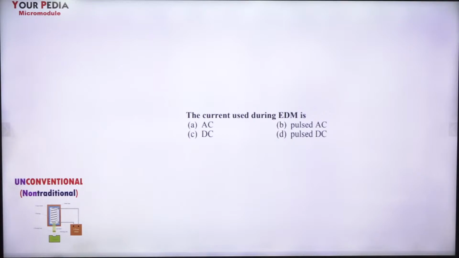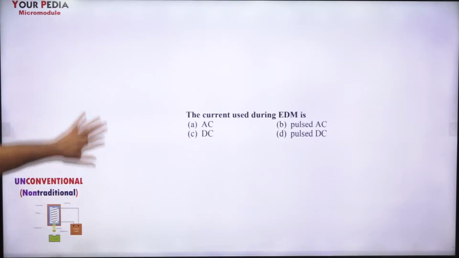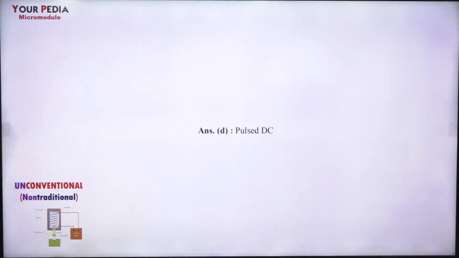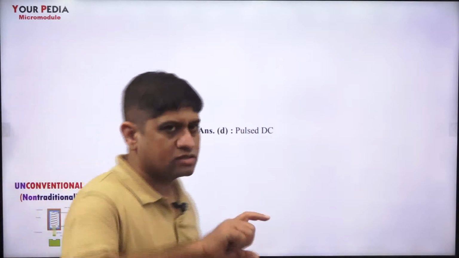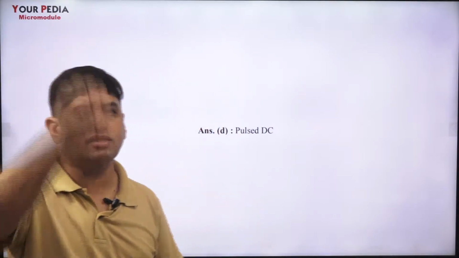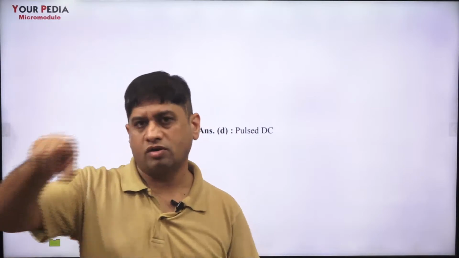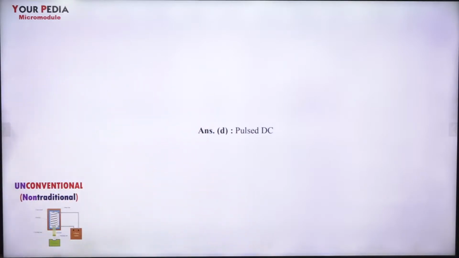Current used during EDM. Which current do you use during EDM? AC, DC, pulsed AC, pulsed DC. Very important question. Pulsed AC, pulsed DC. In pulses you supply EDM. Remember pulsed DC, memorize this. Pulsed DC is provided in EDM process. Pulse means in particular pulses because it will charge and then discharge, charge and then discharge. So DC current. Pulsed DC.